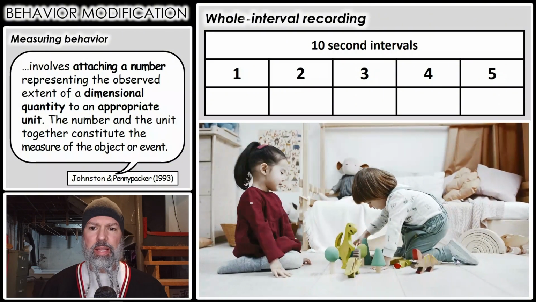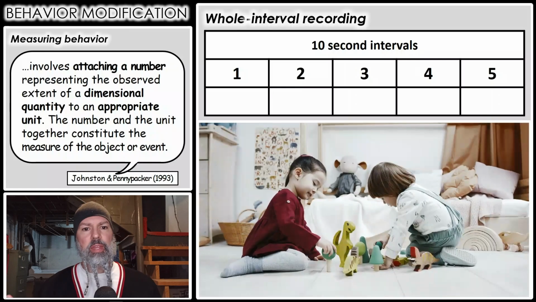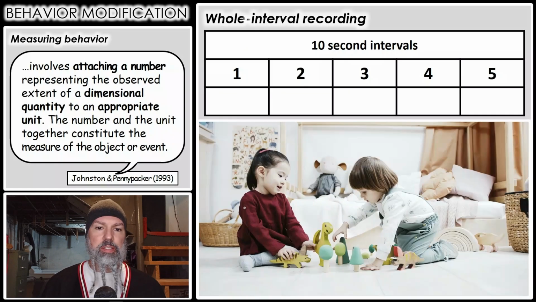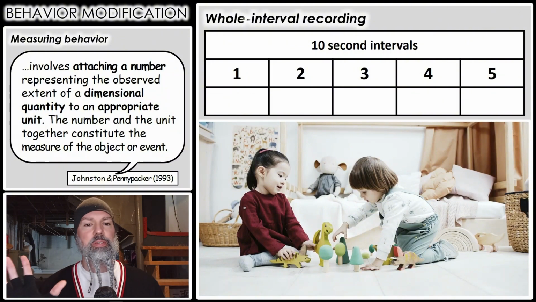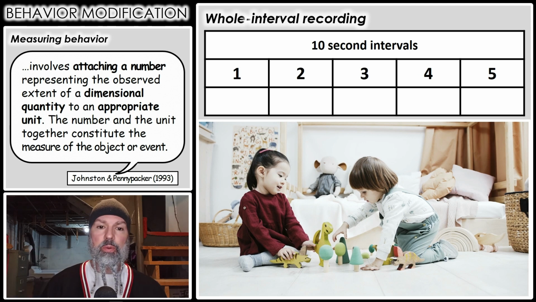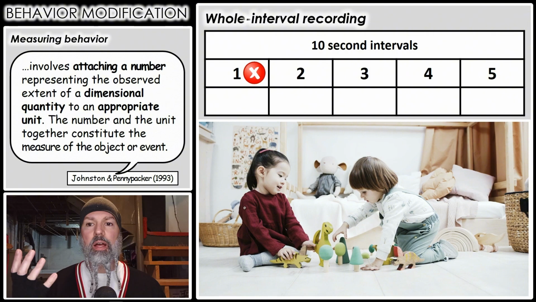If we were doing that, what we might find is that in that first interval, no cooperative play occurs. Let's say that in that first interval, no cooperative play occurs whatsoever. So in that interval, we would mark an X, and we would basically say, hey, in that interval, no cooperative play occurred.